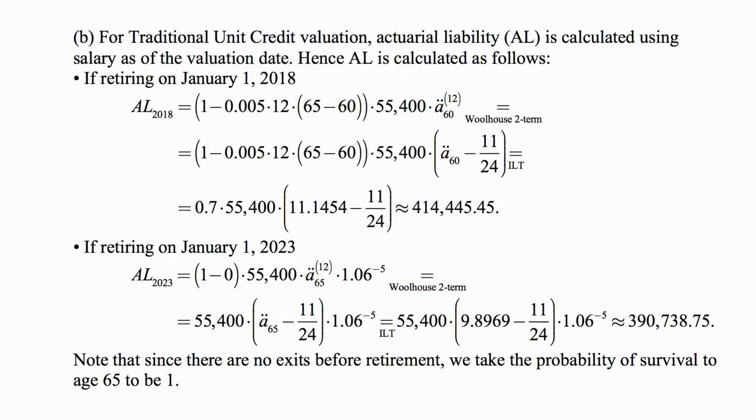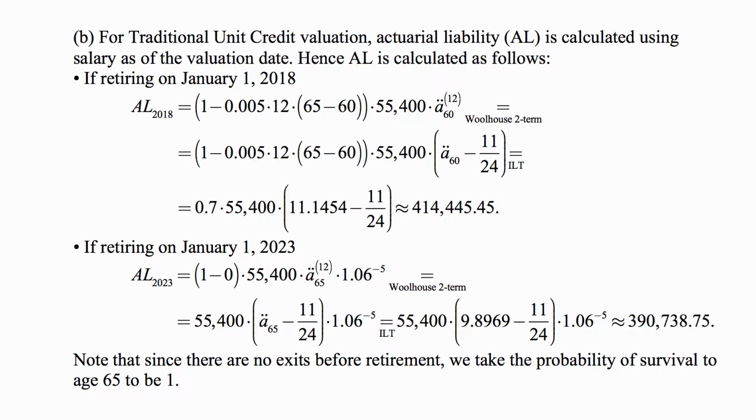For traditional unit credit valuation, actuarial liability is calculated using salary as of the valuation date. Hence, actuarial liability is calculated as follows. If retiring on January 1st, 2018, there is a reduction for 5 years. She's retiring 5 years earlier than her normal retirement age. That 5 is multiplied by 12 because there are 12 months in a year, times 0.5% reduction per each month of retiring before normal retirement age. So the reduction factor is 1 minus 0.005 times 12 times 5, times the benefit of 55,400, which is paid as a life annuity payable monthly starting at age 60 in case of early retirement at age 60.